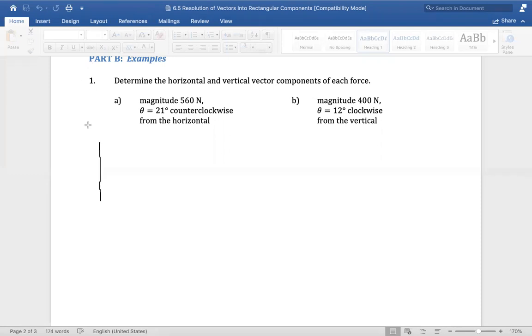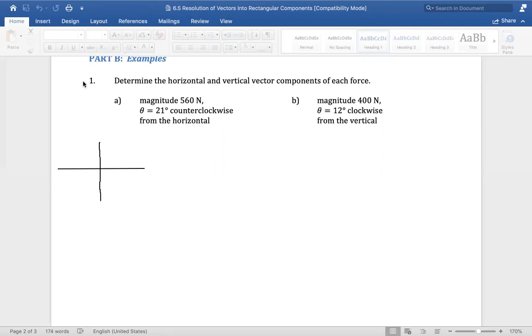Thought I had a straight line again. And there we go. So I have a magnitude of 560 newtons. The other thing is I don't really need a scale here. I don't need to use a scale when I'm using rectangular components. And my angle theta is 21 degrees, but be careful because it's counterclockwise from the horizontal.